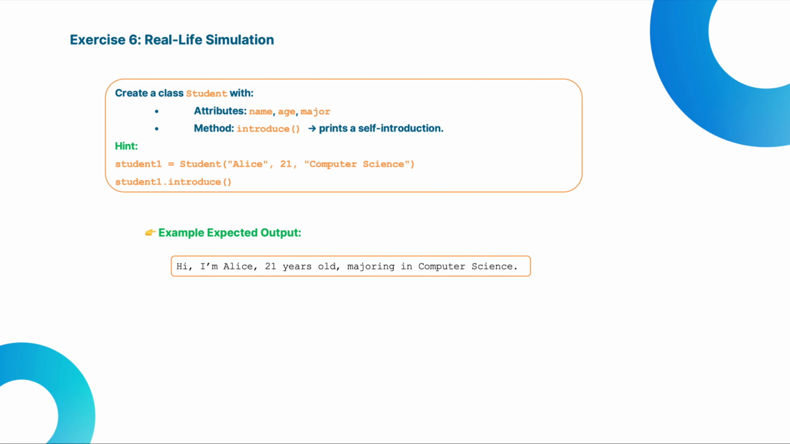Finally, you will create a student class with attributes for name, age, and major. The introduce method will print a self-introduction. This exercise connects object-oriented design to real-world modeling, helping you see how classes represent entities in everyday life.